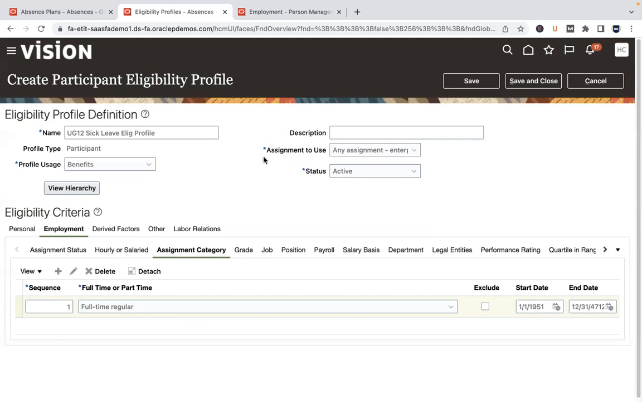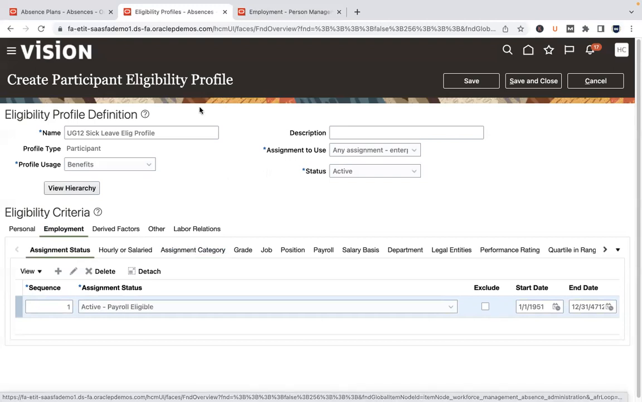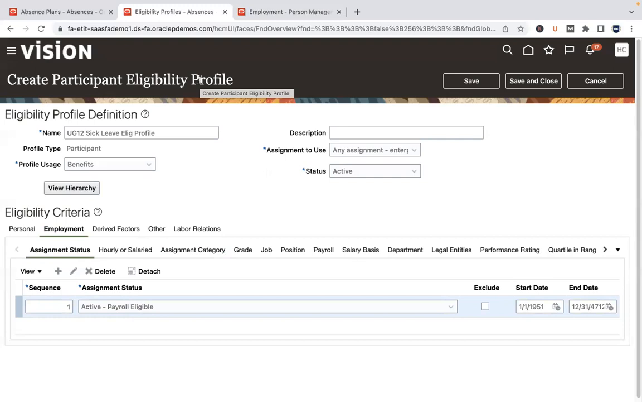Okay, under each tab you have sub tabs again, and under each of those sub tabs you can mention the criteria. When you set up criteria under multiple tabs within a particular option like employment, here I said active payroll eligible, and I said full-time regular, right? These two conditions would be linked with and, meaning only employees who satisfy both conditions would be eligible for this particular leave profile or leave plan.